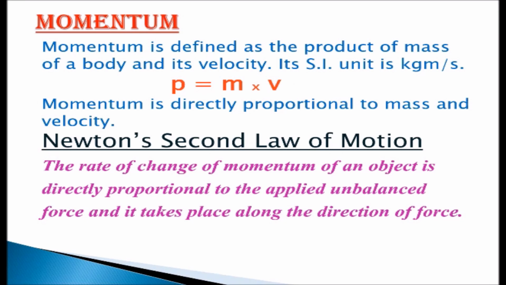Momentum is defined as the product of mass and velocity of an object. Its SI unit is kilogram meter per second. Momentum is directly proportional to mass and velocity. Momentum has both direction and magnitude. It's a vector quantity. Its direction is the same as that of velocity.